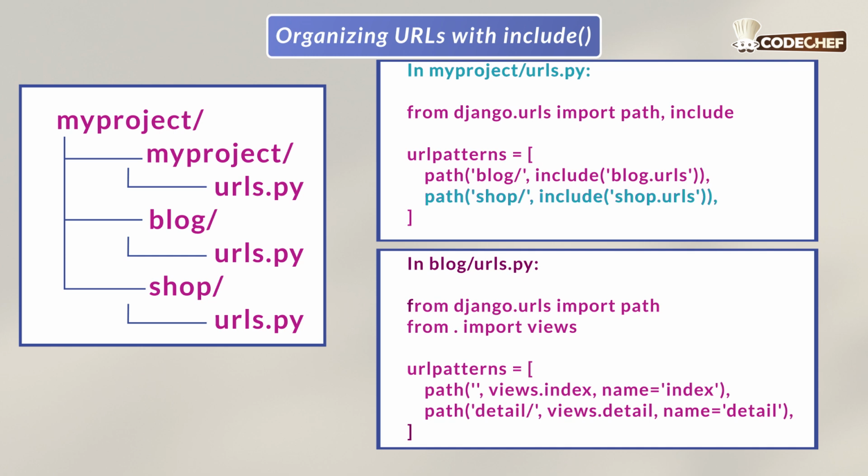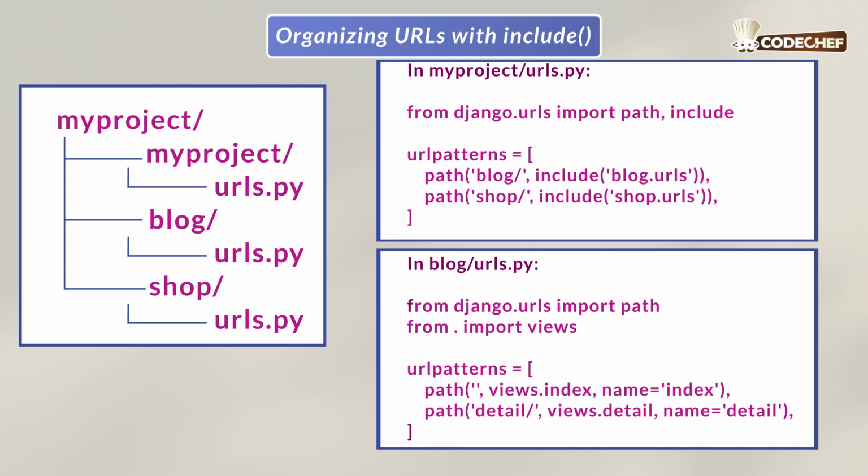So when someone visits blog, Django looks into the blog urls.py file, which is this one. In the blog's urls.py file, we have another URL pattern where we say that if somebody visits blog, then it should call this index page, and followed by blog, if somebody visits detail, then it should call the detail view. So this keeps things modular. We just have to include them here in the main project's urls.py file, and then in the respective app's urls.py file, you can define the URL patterns for that particular app.